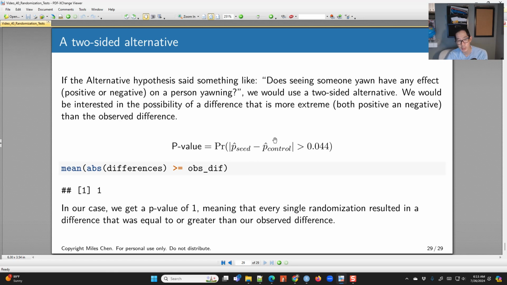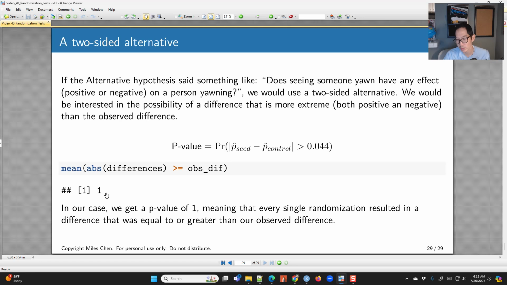So in this case, we would run the absolute value. We want to say, okay, positive or negative difference, okay? So if I say, hey, if you check the absolute value of differences, what proportion is greater than our observed difference? You end up getting a p-value of 1, okay?